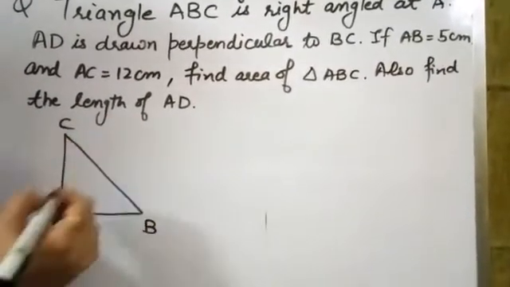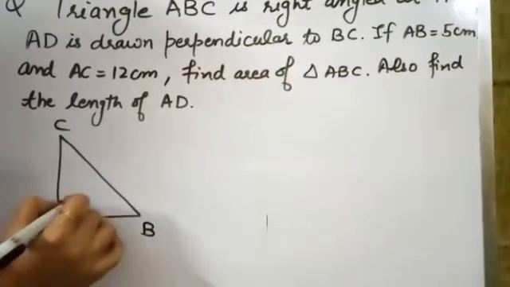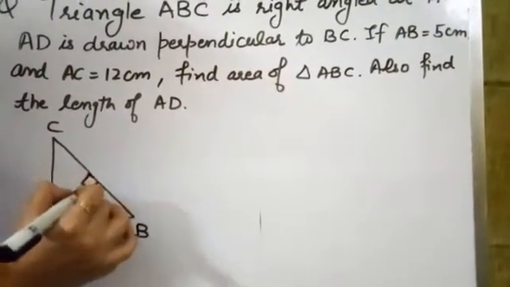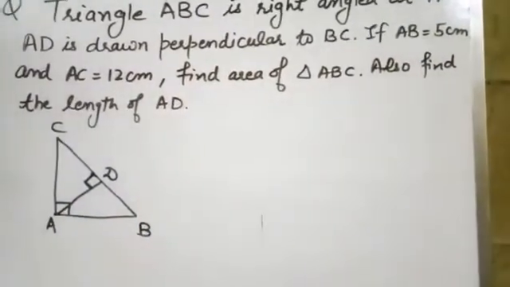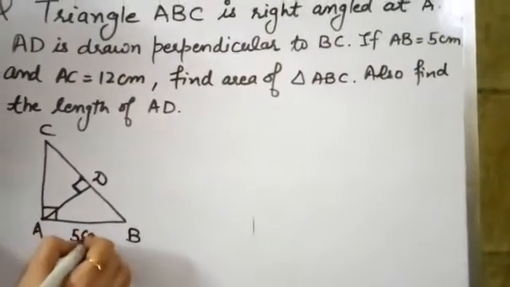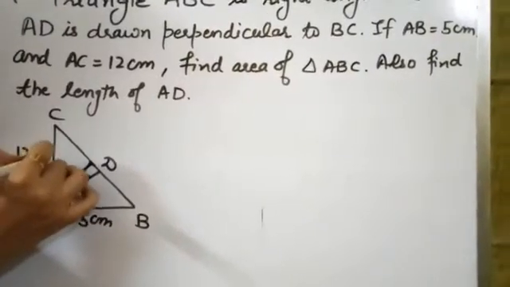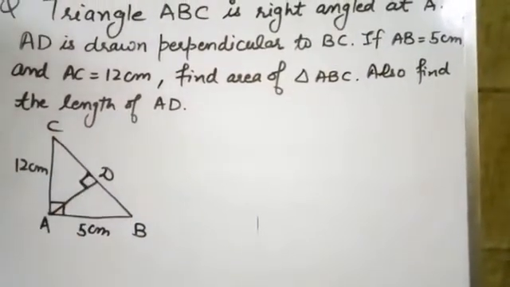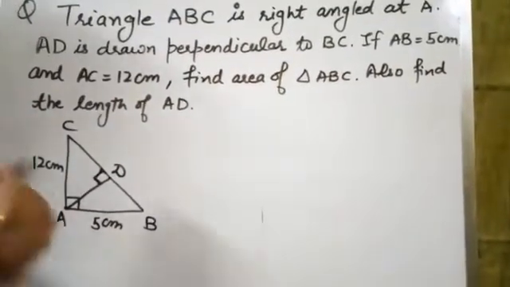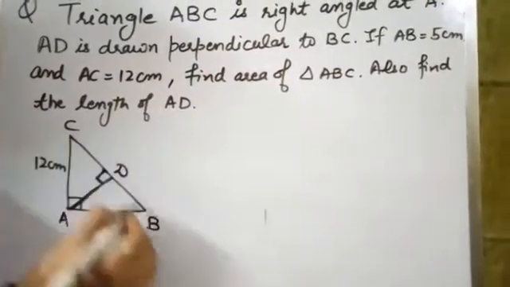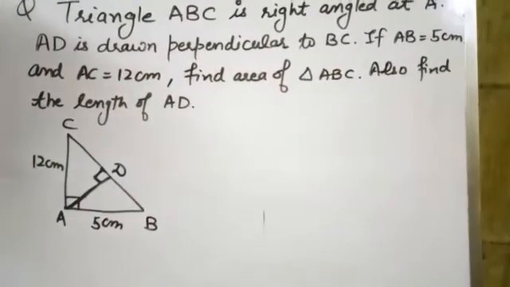AD is drawn perpendicular to BC. This is also a 90-degree angle because a perpendicular always makes a 90-degree angle with the base side. AB is given 5 centimeter. AC is given 12 centimeter. We have to find the area of this triangle ABC. Area of the triangle we know is half into base into height. Now this height AD is to the base BC. So firstly we will take out the base BC.